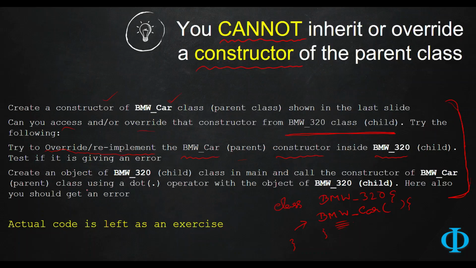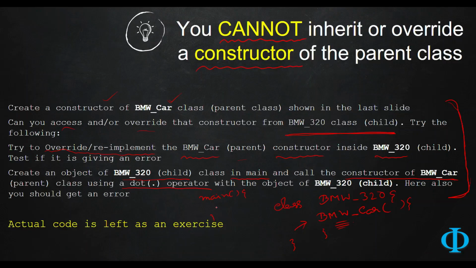The other thing is, you can try something like this: you can create an object of this BMW 320i child class in the main function, and then call the constructor of the parent, that is BMW car, using the dot operator of that object. So inside your main function, it should look something like that.